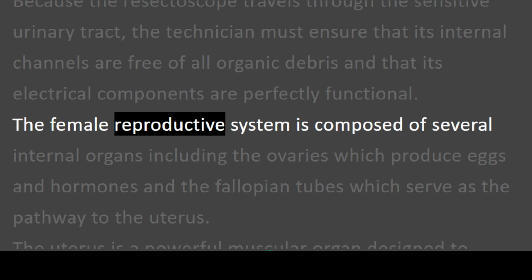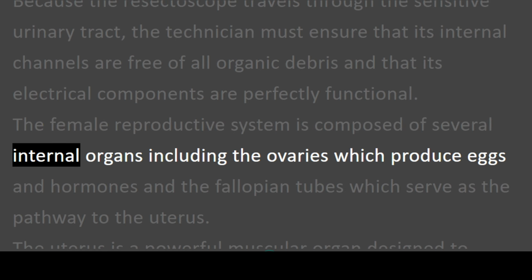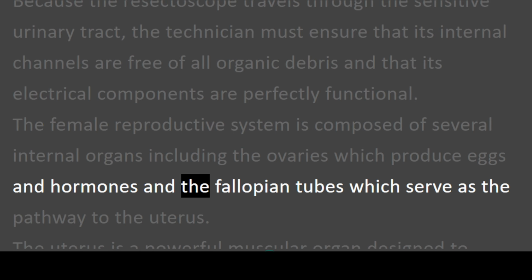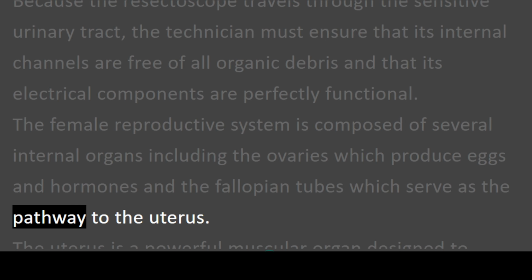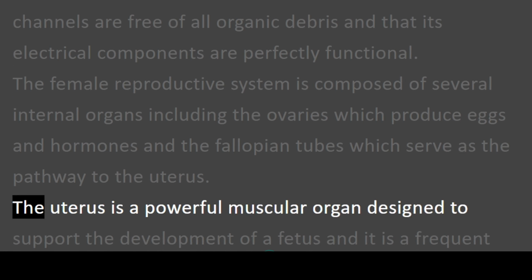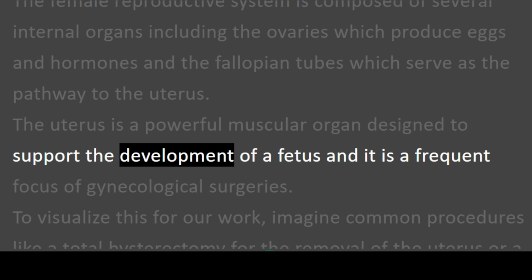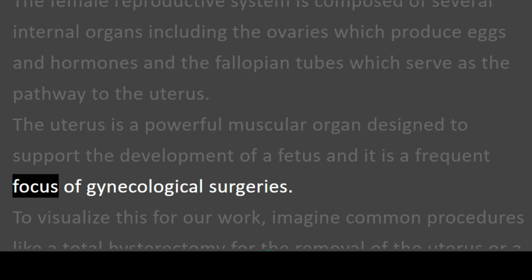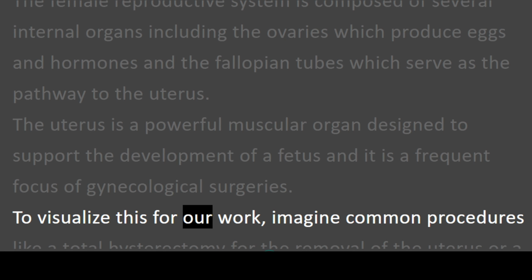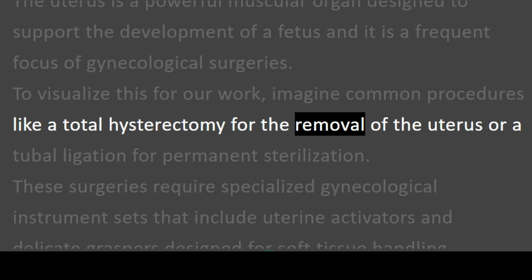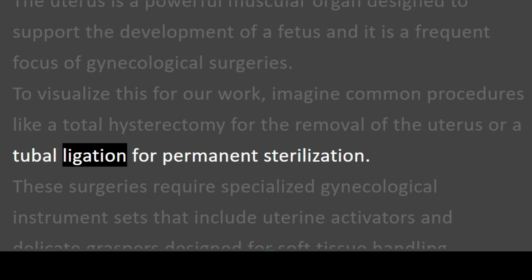The female reproductive system is composed of several internal organs, including the ovaries which produce eggs and hormones and the fallopian tubes which serve as the pathway to the uterus. The uterus is a powerful muscular organ designed to support the development of a fetus, and it is a frequent focus of gynecological surgeries. To visualize this for our work, imagine common procedures like a total hysterectomy for the removal of the uterus or a tubal ligation for permanent sterilization.